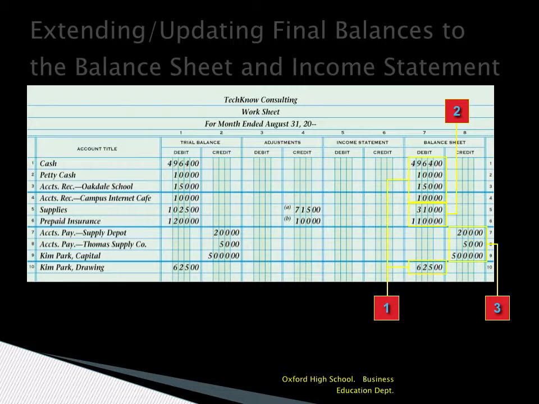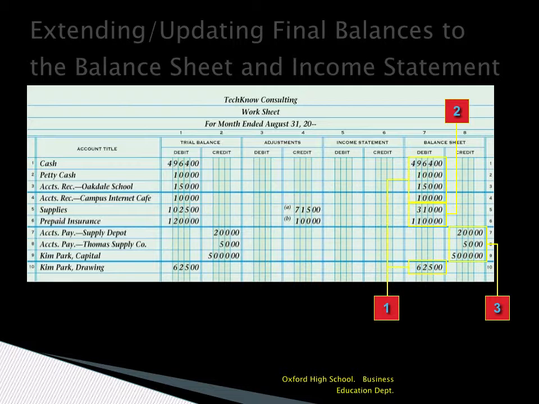Cash, petty cash, accounts receivable Oakdale, accounts receivable Campus Internet Cafe, supplies, prepaid insurance are all debits in the trial balance. Those same numbers are transferred to the balance sheet as a debit. Okay? Now, you'll notice that for supplies and for prepaid insurance, the ending balance is on the balance sheet. That ending balance will come from your textbook. You don't have to figure the ending balance. The ending balance will be given to you on your textbook and even on your test. You'll have to figure the adjustment, okay?